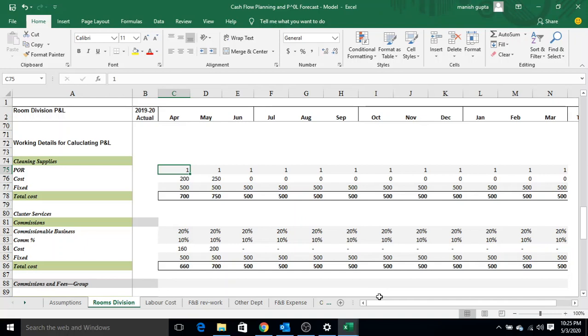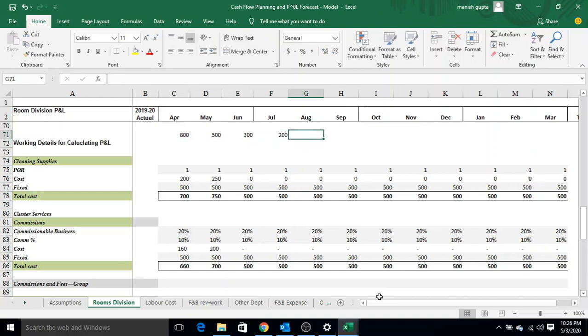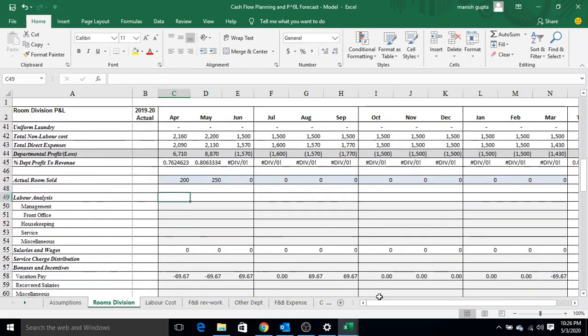Once you know how much your per occupied room cost is, let's say last year you spent $800 in total. Out of this, 500 was fixed, correct? The rest is 300 only. Last year we had 200 room nights occupied, so the per occupied room night expense was $1.5. So $1.5 you can plug in here. If you are going to have 300 room nights this year, then the total cost will become 450, because the room nights are 200 that we are seeing here.